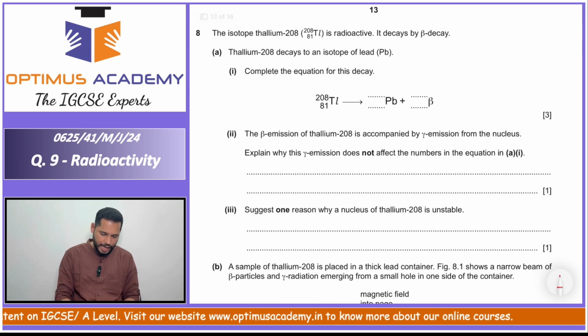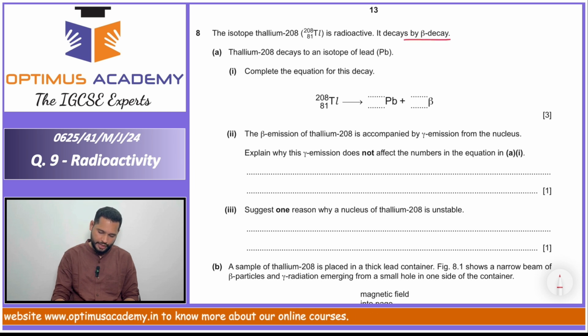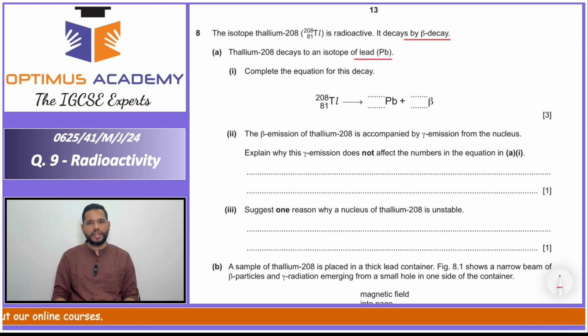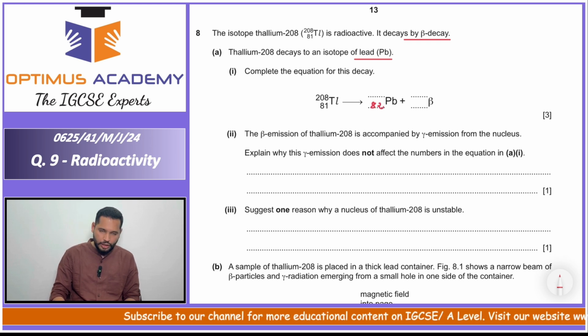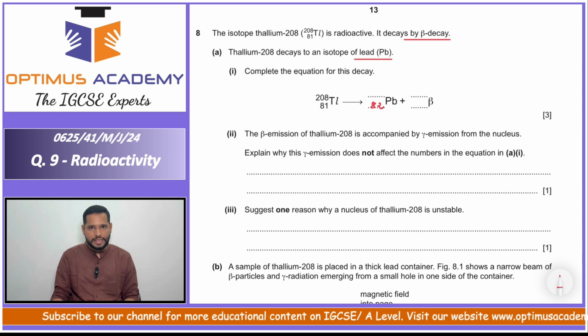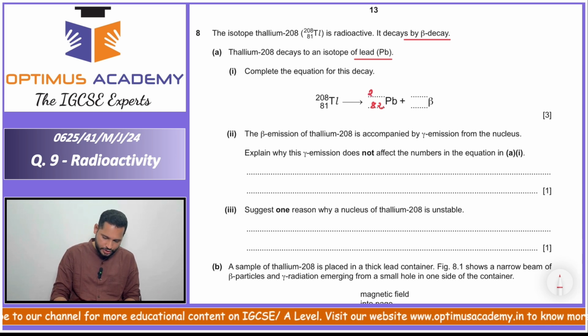The question says the isotope thallium-208 is radioactive. It decays by beta decay. Thallium-208 decays to an isotope of lead. Complete the equation for this decay. So we know that whenever there is a beta decay, the proton number of the original nucleus, which we call the parent nucleus, increases by 1. Currently the proton number for thallium is 81. The proton number for lead is going to be 82. Whenever there is beta decay, there is no change in the mass number. So the mass remains unchanged, that is 208.